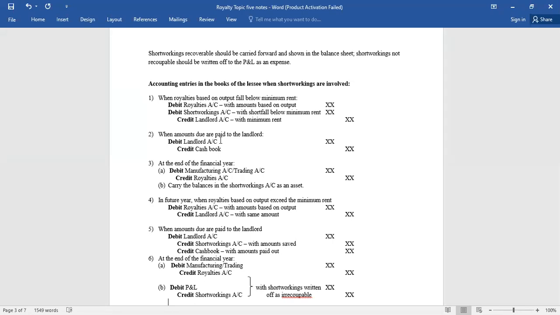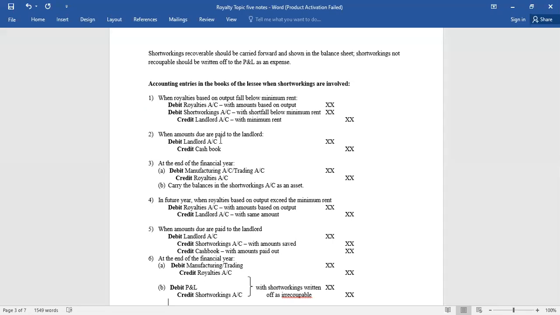But look at the part B, 6B. When the shortcomings were never recovered, we are going to write them off because we are closing our books. When we are doing that, the shortcomings that were never recovered, they'll be an expense. So by an expense, it means that we are going now to close them with the P&L account. So an expense is debited, so you are going to debit P&L, and you are going to credit the short workings account to close it. Any question?